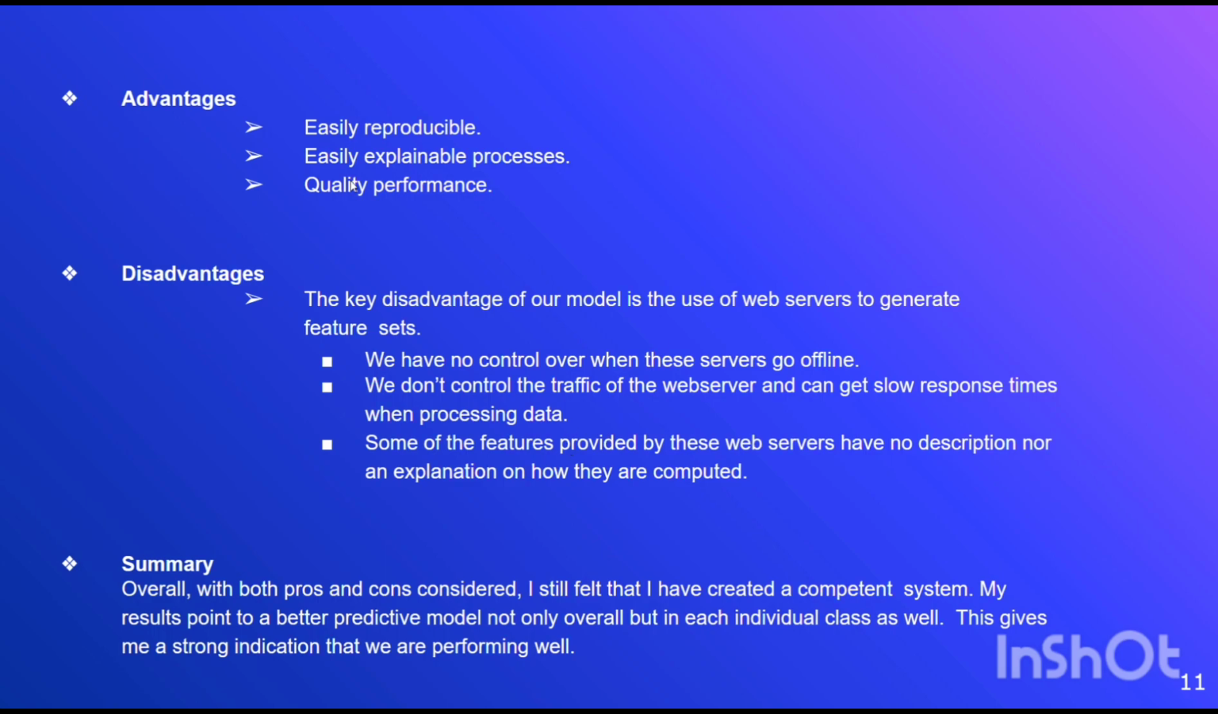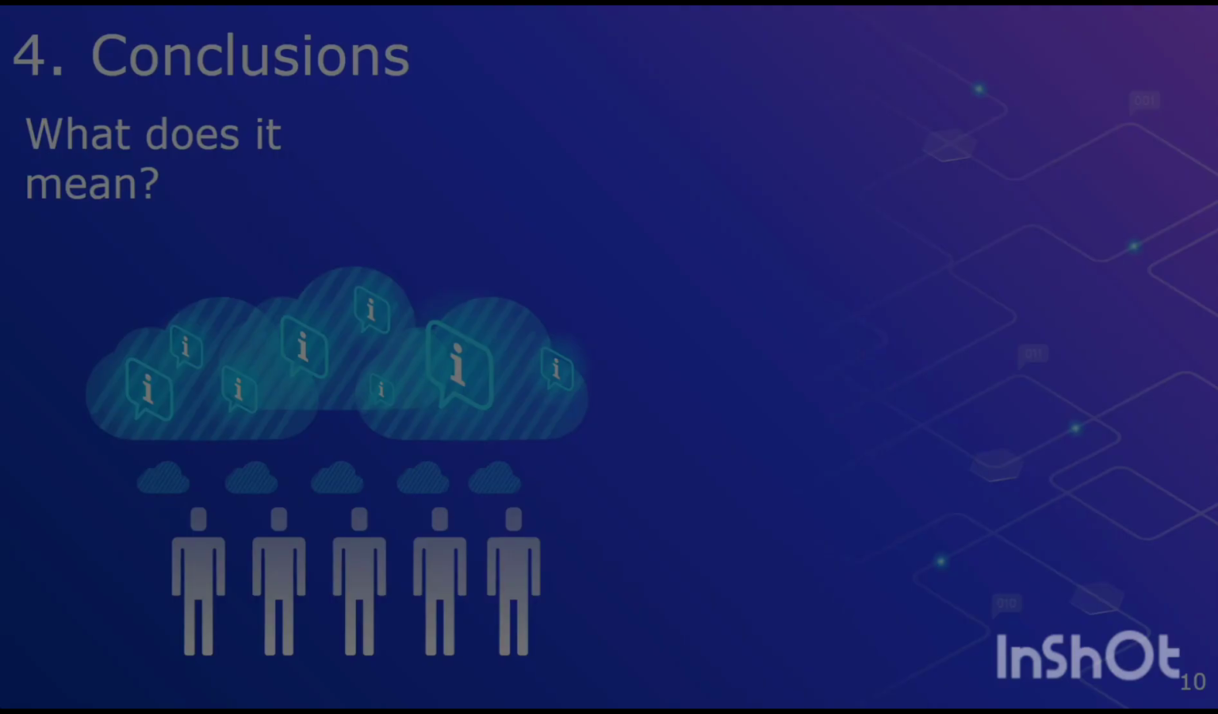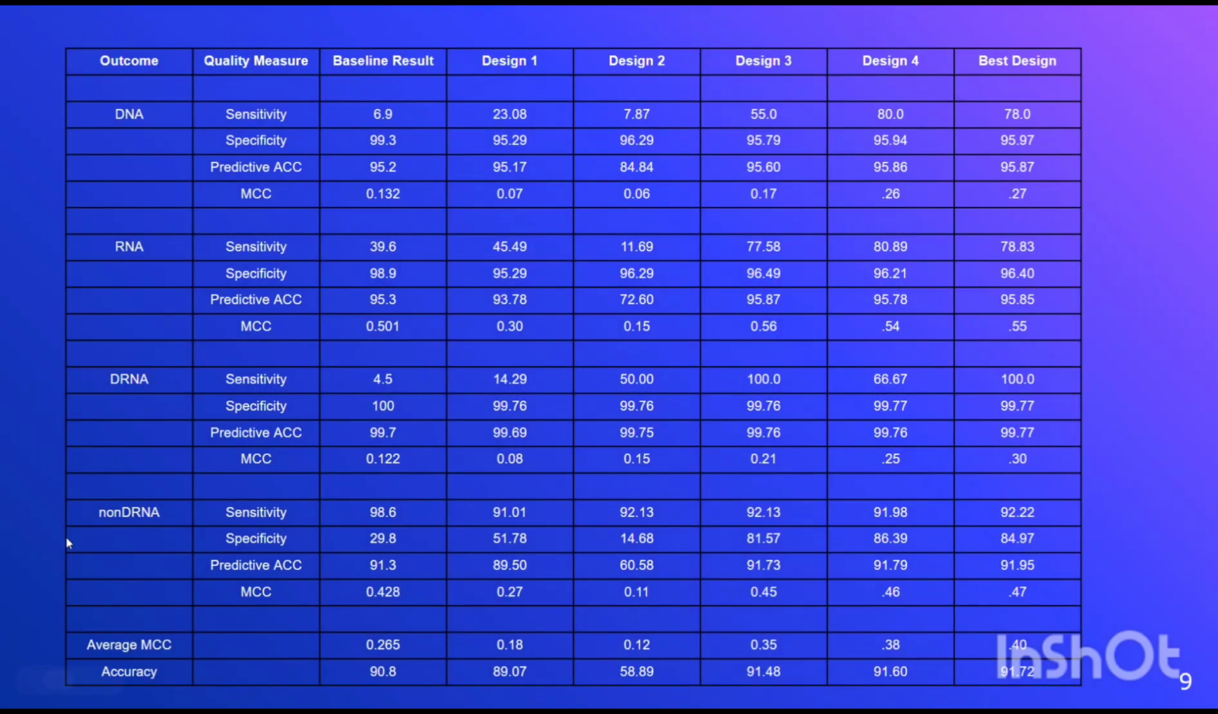So overall, with the pros and cons considered, I still feel that the system would be competent enough for me to make a better model. And by giving the comparison, I can even give the best model that could be formed using the dataset which I have. As we can see here, the different values over here, by the comparison, the design 3 gives me overall better values compared to many other designs, which is the random forest.